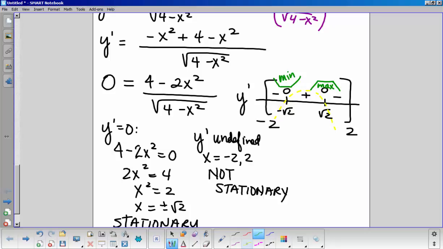Now what about the endpoints? What's happening as I leave -2? My function's doing what? Decreasing. So what does that make this endpoint? A max. This is a relative max at -2. I meant to do like a curvy arrow, but it didn't work. So what about at 2? What's happening as I get to my 2? I'm decreasing until I get there, so that's also a relative min.